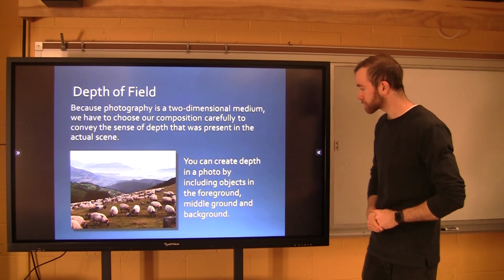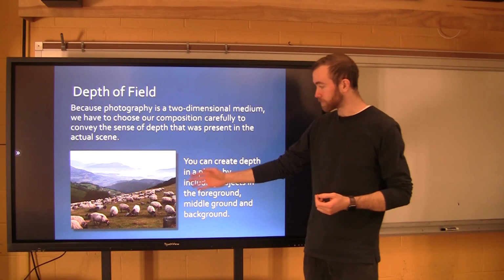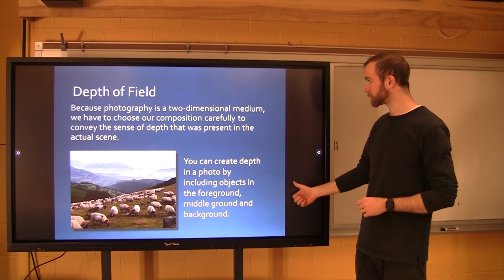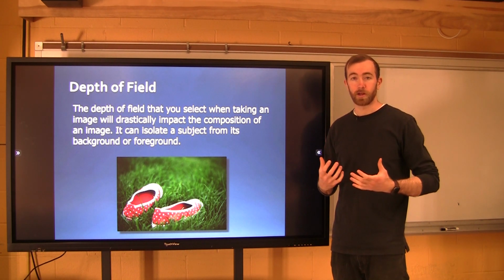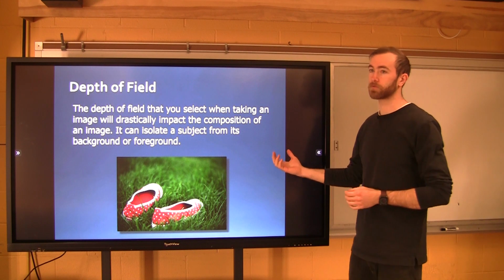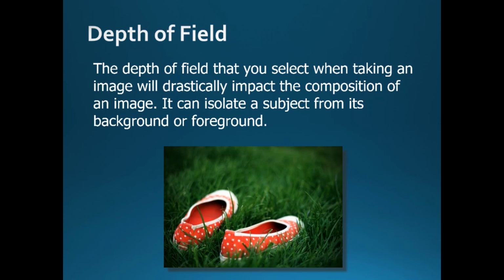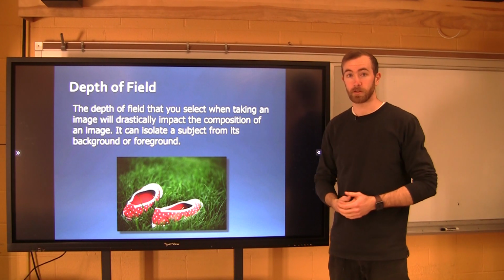You can create depth in a photo by including objects in the foreground, the middle ground, and the background. So here we have some sheep, and you can see hills all the way into the background. Depth of field is what we care about today and is the main thing in photography as far as composition goes. The depth of field that you select when taking an image will drastically impact the composition of an image. You can isolate a subject from its background or foreground, or you can include everything as an artistic decision.